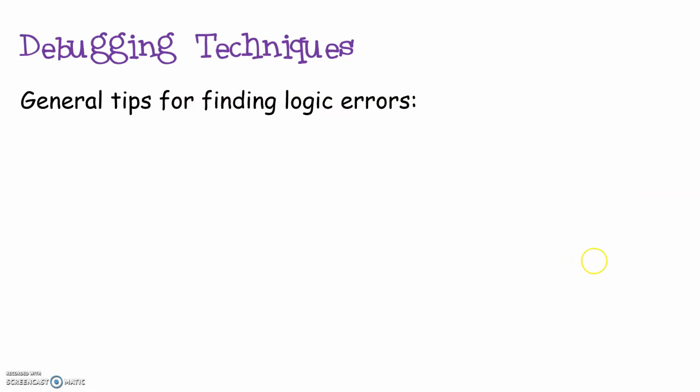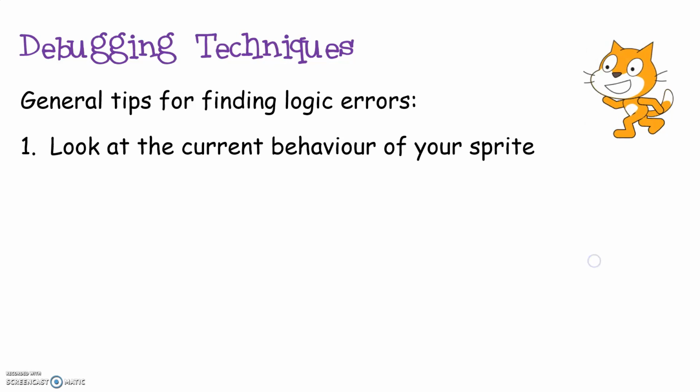So when we have an error with our program, how do we find out how to fix it? And these are my 3 general tips for finding errors in Scratch. Number 1, the best thing to do is to play your program and to check the current behaviour of your sprite. Are they moving wrong? Are they not looking right? What is wrong with them?